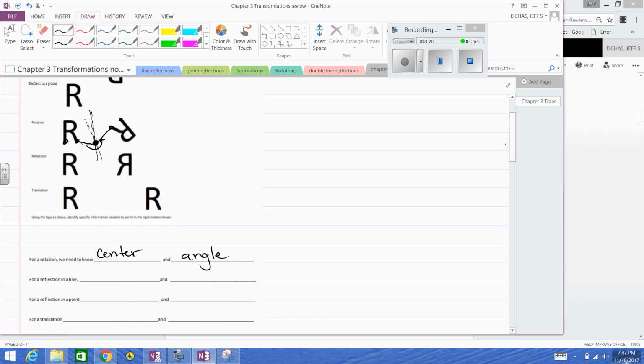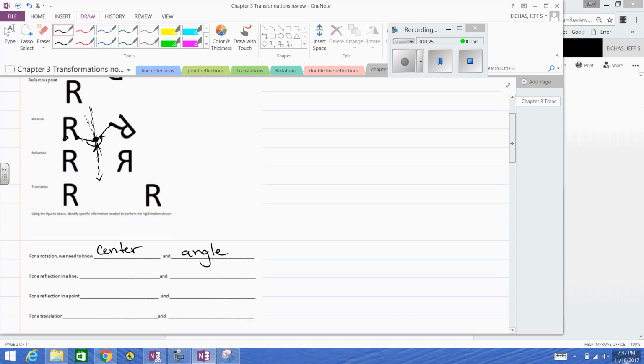Okay? For a reflection in a line, you need to know the line of reflection. Since we're looking at two words, I would say you'd have to know what is perpendicular to the line of reflection and the same distance. So the math term we use is equidistant. Okay? So think of a line reflection as the line we reflect through must be the perpendicular bisector of any pre-image to image segment.